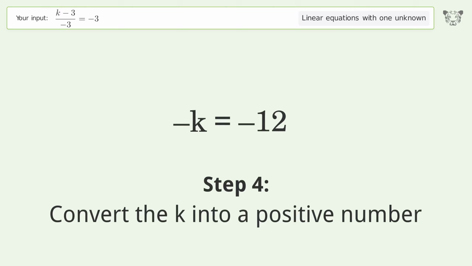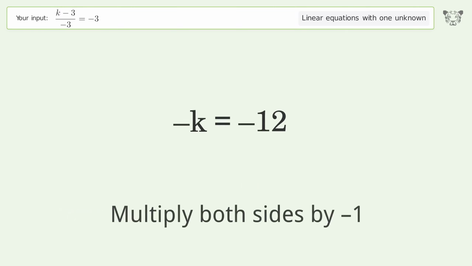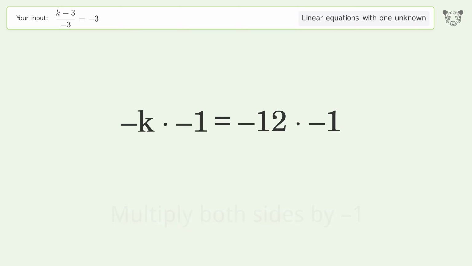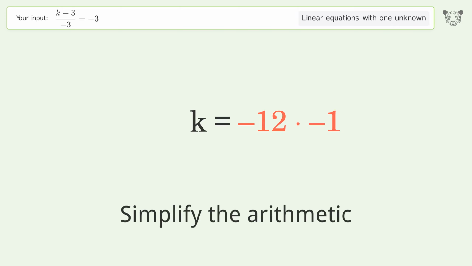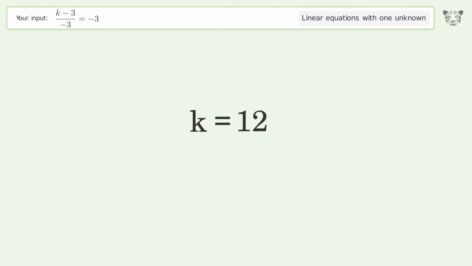Convert the k into a positive number. Multiply both sides by -1. Remove the ones. Simplify the arithmetic. And so the final result is k equals 12.